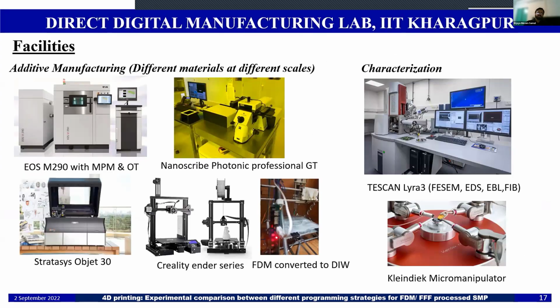I'm working in the Direct Digital Manufacturing Lab at IIT Kharagpur, which has these facilities that I would like to show. We have a metal additive manufacturing DMLS, that is direct metal laser sintering, EOS M290 with online monitoring like melt-pool monitoring and optical tomography. We have different scales, like we can go up to micro. We have the nanoscale Photonic Professional GT, a two-photon polymerization process, where we can print up to feature sizes of a few nanometers. We have Stratasys Objet30, a PolyJet printer, and a few Creality Ender series printers for FDM.